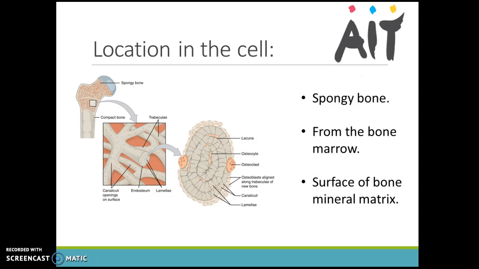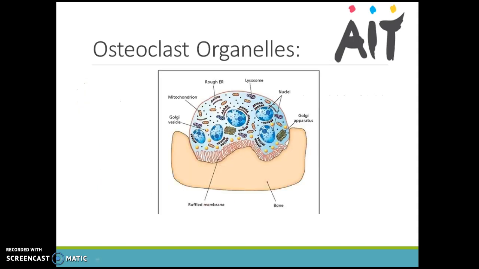The location in the cell of an osteoclast. Osteoclasts come from the bone marrow. They are usually found within the spongy bone. They are found on the surface of the bone mineral matrix next to the dissolving bone, as seen in the picture here.